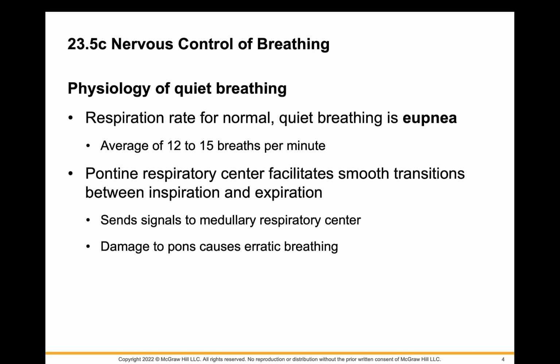Now, the respiration rate for normal quiet breathing, known as eupnea, is on average anywhere from 12 to 15 breaths per minute. What the pontine respiratory centers do is facilitate smooth transition between inspiration and expiration. They will send signals to the medullary respiratory center, but damage to the pons may cause erratic breathing or a loss of that transition between inhalation and exhalation.